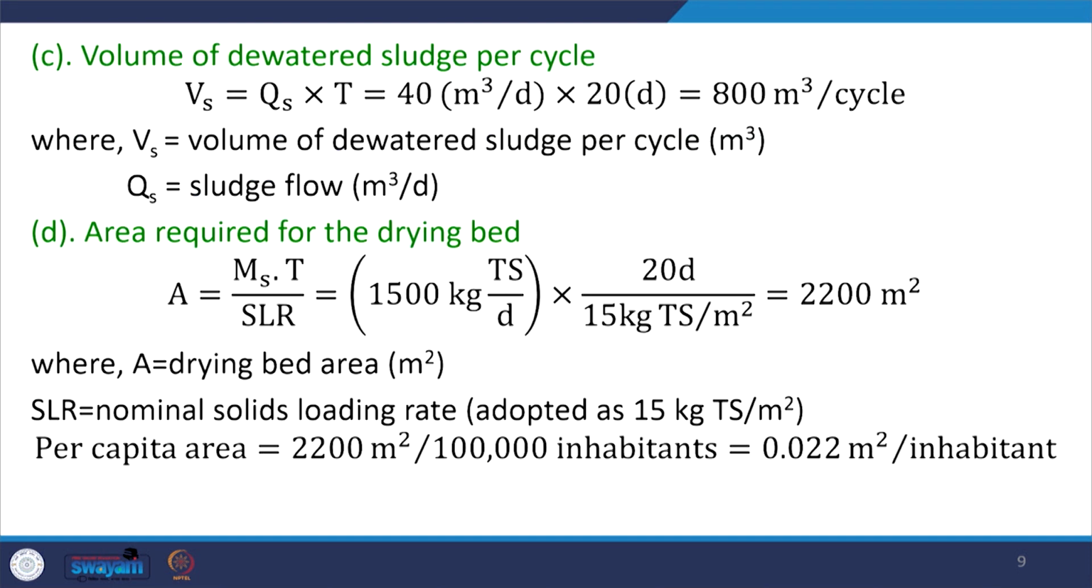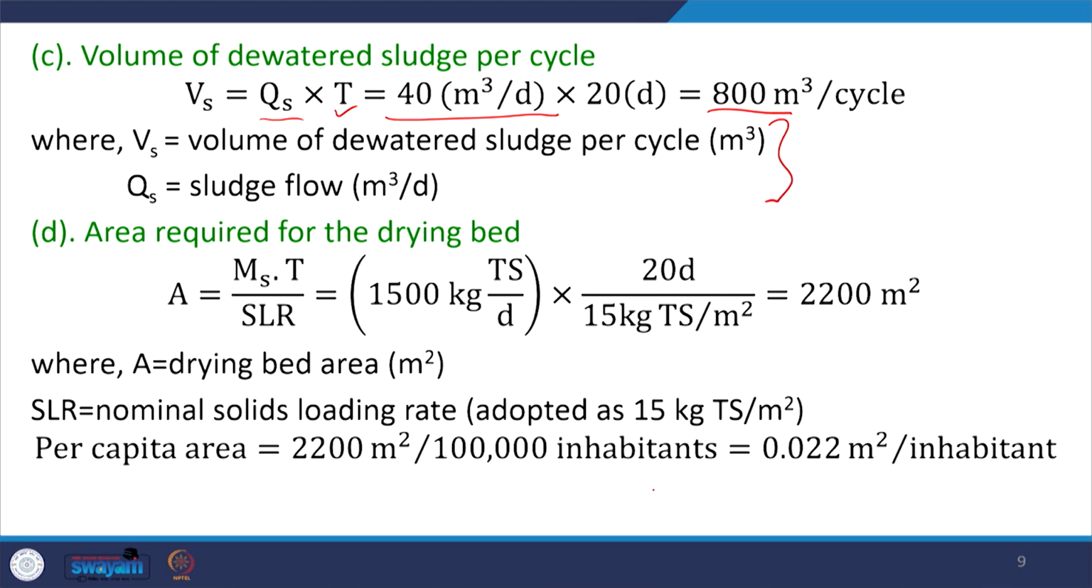Now, the volume of dewatered sludge per cycle can be calculated. Remember, the Qs was the flow rate of 40 meter cube per day, and we can multiply by the time, 20 days. So, this is the flow rate that we are going to handle. So, 800 meter cube per cycle is the volume of dewatered sludge per cycle. Okay. So, this we calculate back.